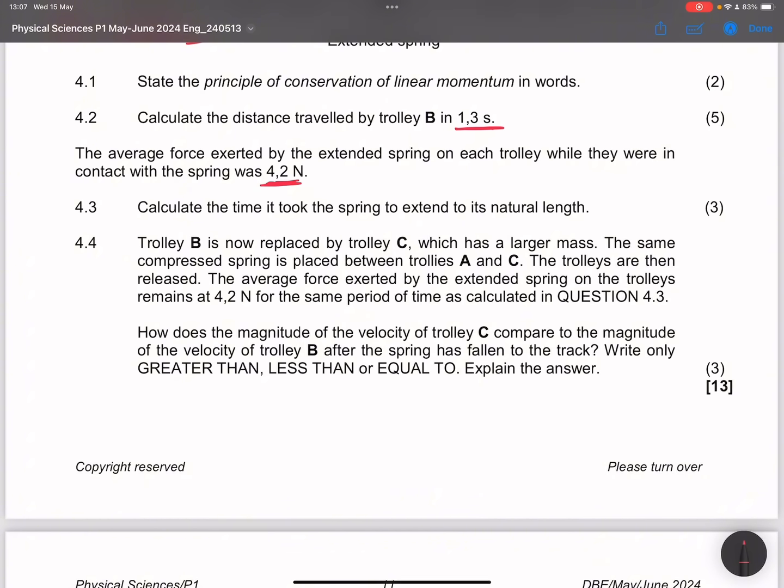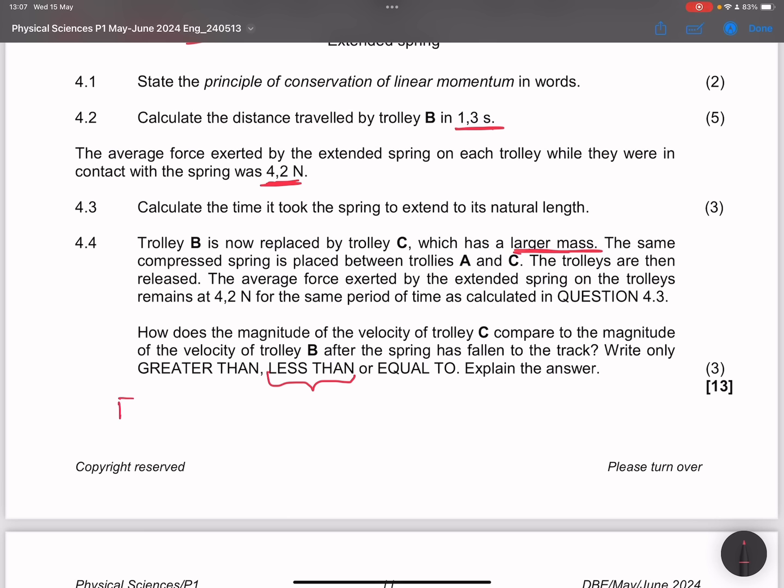Now remember, we know that trolley C has a larger mass. And remember, in this case, according to Newton's third law, or rather second law, it will have a lesser acceleration. So the change in momentum will be much less in that case. So they said to us, how does the magnitude of the velocity compare? So it would be less than. Now they said to us, we must explain.